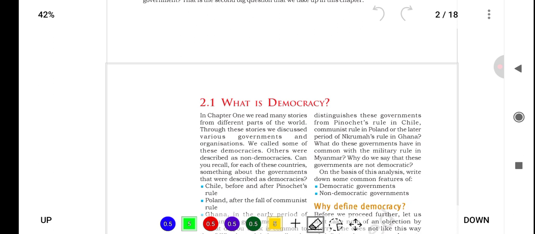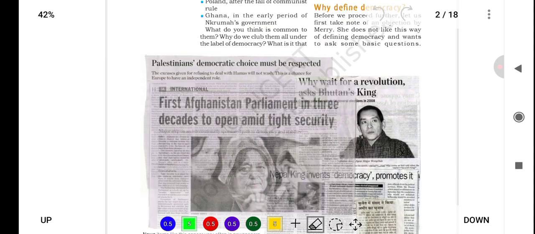This text discusses the concept of democracy and its differences from other governments like Chile's Pinochet rule, Poland's communist rule, and Ghana's Nkrumah rule. It also explores common features of democratic and non-democratic governments as well as the definition of democracy. You can have a look at this snippet of newspaper article that has been given.